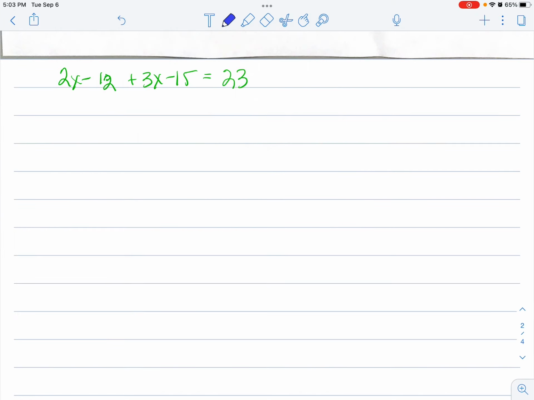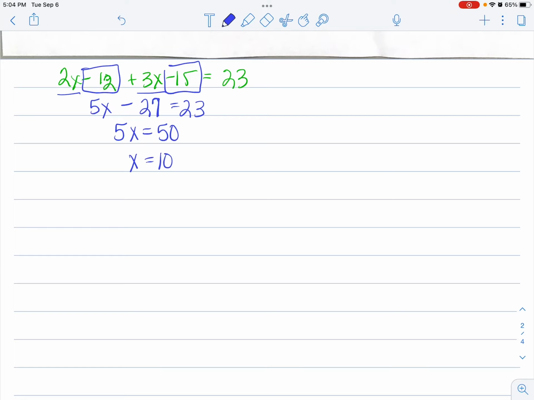Here we go. Let's solve this. This should be the easy part. 2x plus 3x is 5x. Negative 12 minus 15 is negative 27. That's 5x minus 27 equals 23. You're going to add 27 to both sides. You get 5x equals 50. Divide both sides by 5. X is equal to 10. So that was just part of our answer. X is equal to 10.